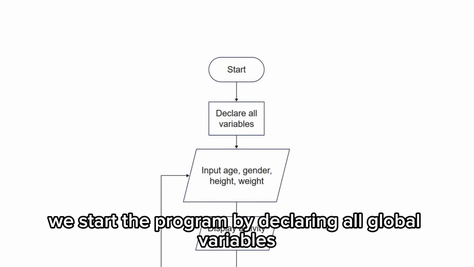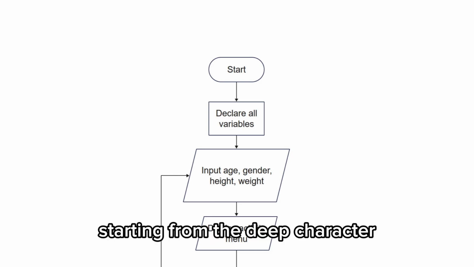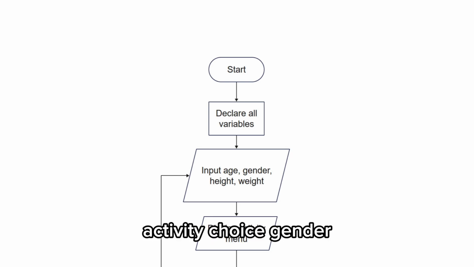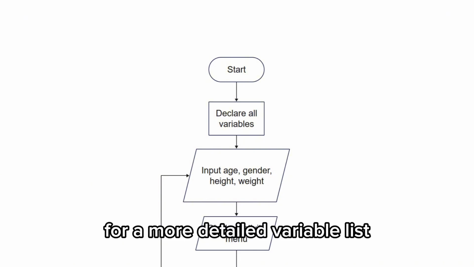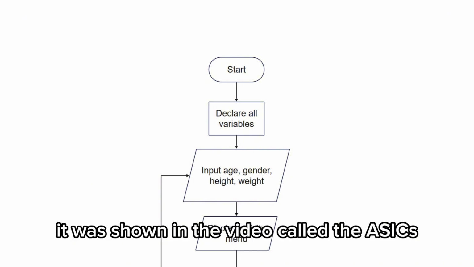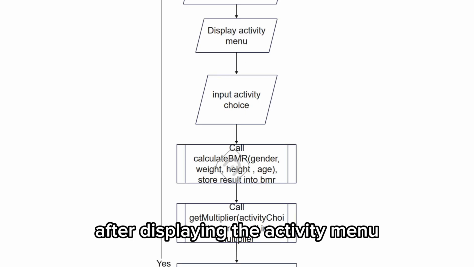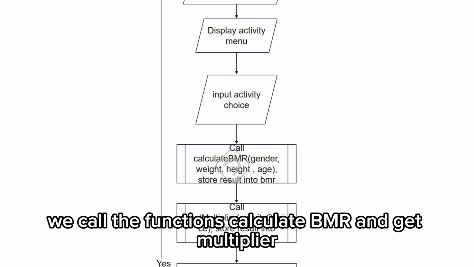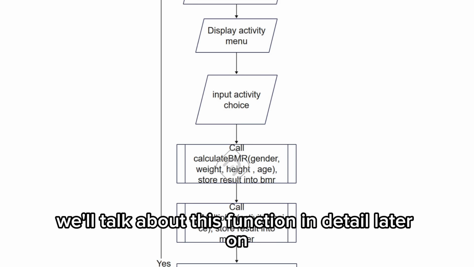First of all, we start the program by declaring all global variables we're going to use in the app, starting from repeat character, activity choice, gender, but not limited to only this. For a more detailed variable list, it was shown in the pseudocode that Yaser explained. As you can see from the flowchart, after displaying the activity menu, we call the functions calculate BMR and get multiplier, passing users' input as parameters. We'll talk about these functions in detail later on.